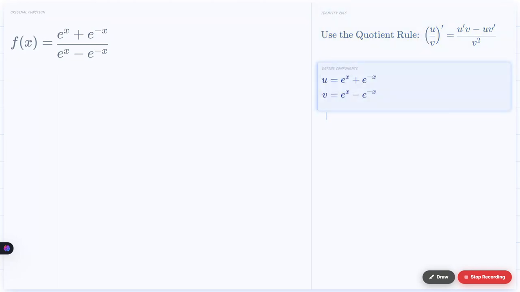We name our top part u as e to the power of x plus e to the power of negative x and our bottom part v as e to the power of x minus e to the power of negative x. We do this to make the math easier to write. This helps us use the quotient rule correctly.